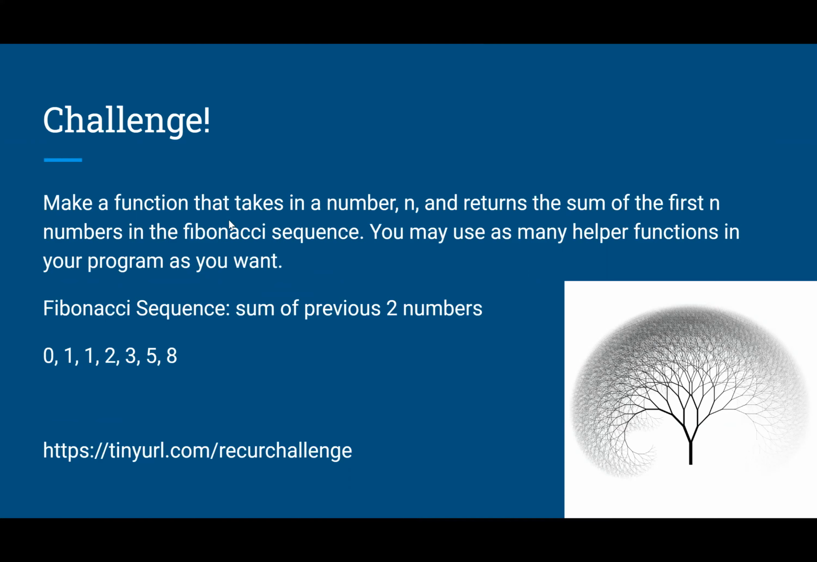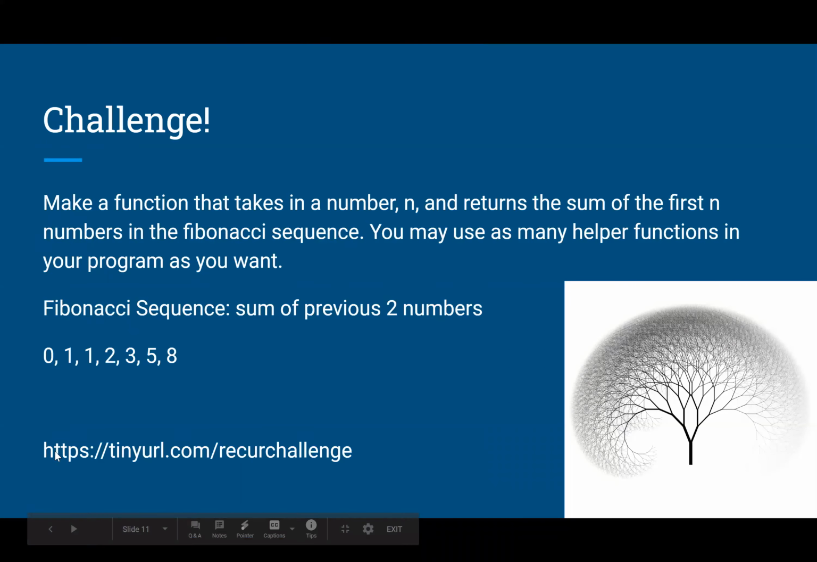Okay. So what this function does is it will find the sum of the previous two numbers. And then you want to make a new function that returns the sum of the first n numbers in the Fibonacci sequence. So it takes in an argument n, and then it returns the sum of the first n numbers in the Fibonacci sequence. So if I typed in 4, then it would return the sum of the first 4 numbers.